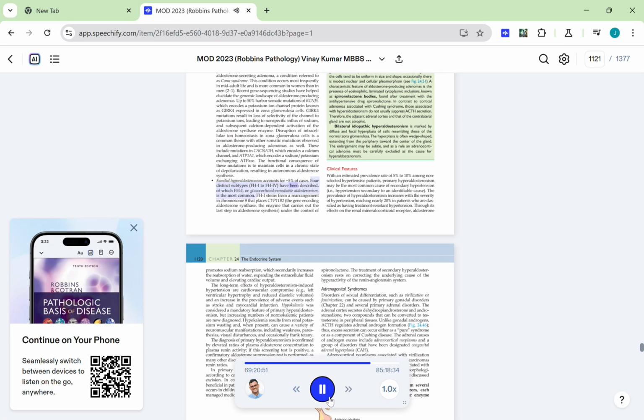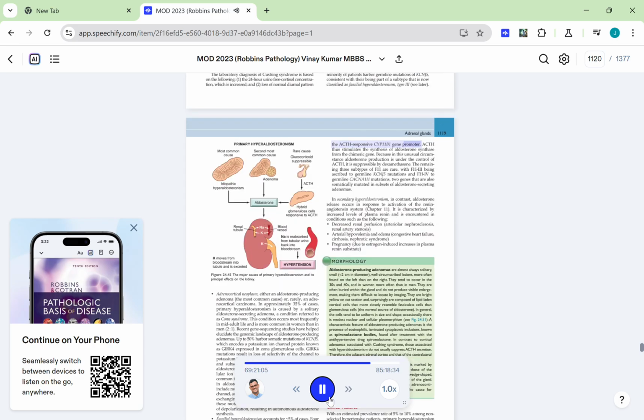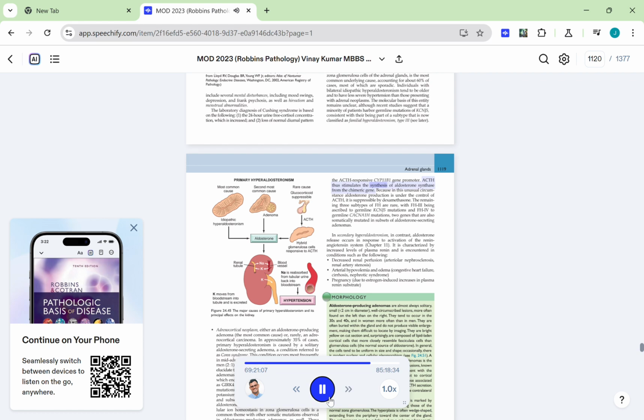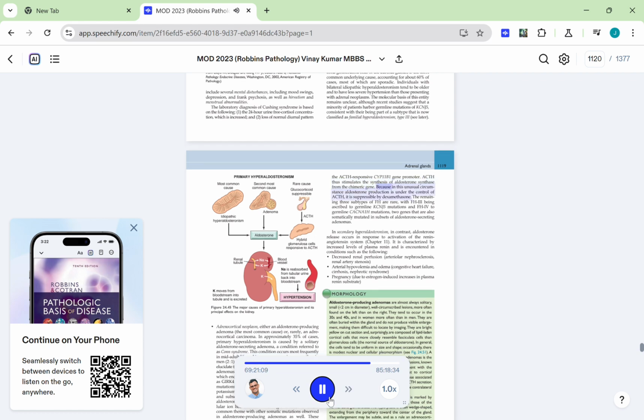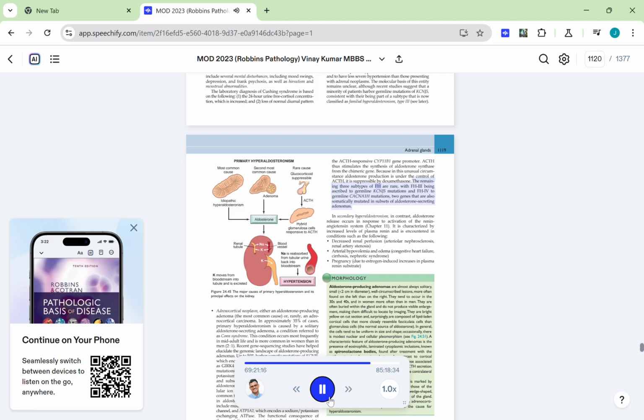4 distinct subtypes have been described, of which FH1, or glucocorticoid-remediable aldosteronism, is the most common. FH1 stems from a rearrangement in chromosome 8 that places CYP11B2 under the control of the ACTH-responsive CYP11B1 gene promoter. ACTH thus stimulates the synthesis of aldosterone synthase from the chimeric gene. Because in this unusual circumstance aldosterone production is under the control of ACTH, it is suppressible by dexamethasone. The remaining 3 subtypes of FH are rare, with FH3 being ascribed to germline KCNJ5 mutations and FH4 to germline CACNA1H mutations, 2 genes that are also somatically mutated in subsets of aldosterone-secreting adenomas.